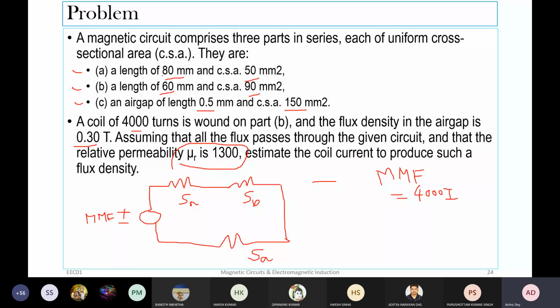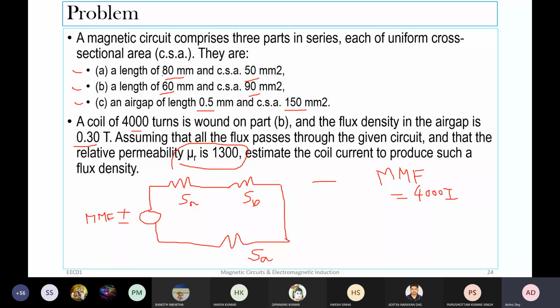And then L by A. So 80 divided by 50. And this is 10 to the power minus 2. And this is 10 to the power minus 4, because we have to convert into meter. Sorry, it is 10 to the power minus 3 and it is 6. I'm sorry. Nothing visible. It is written also. Okay.